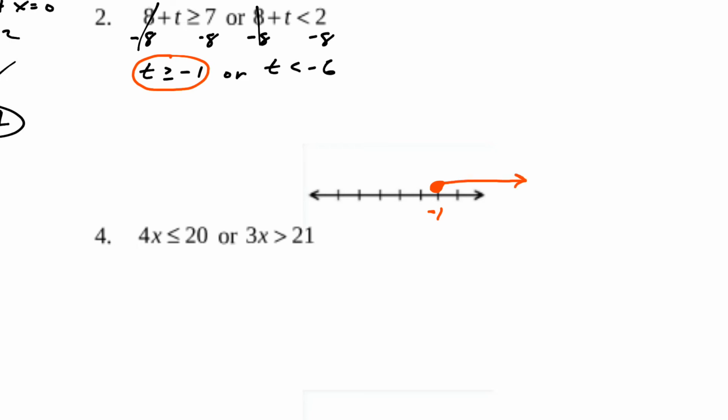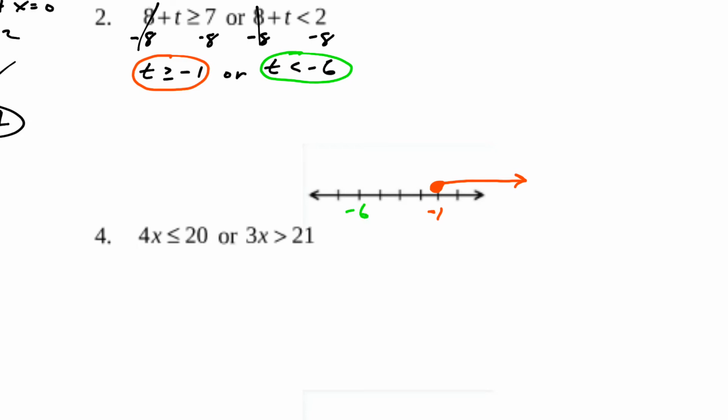The other inequality, I'm going to do this one in green. So I'm going to do this one right here. That one says t is less than -6. Well, again, I need to make sure I put my numbers -1 and -6 in the correct order on the number line. So -6 would definitely be to the left of -1.